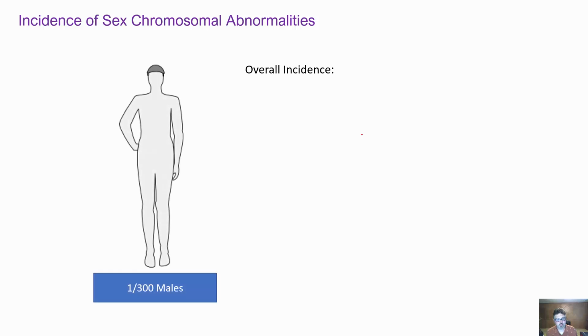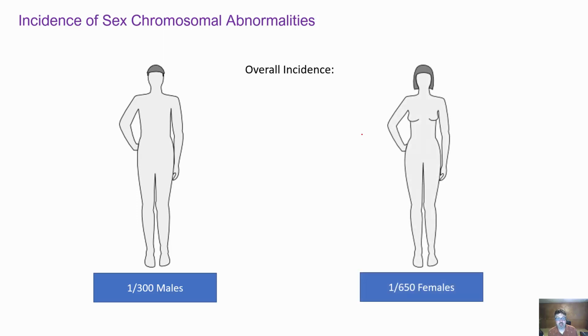sex chromosomal abnormalities. Now when we talk about the overall incidence of sex chromosomal abnormalities, well, about 1 in every 300 males will develop some overall sex chromosomal abnormality. Compared to females, that's about 1 in 650. So pretty prevalent when you consider 1 in 300 males, 0.3%, 650 females. So when we consider both of those together, you can expect to see some of these probably in the clinics as well.